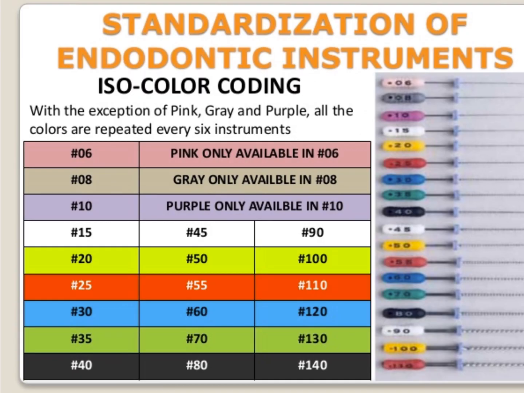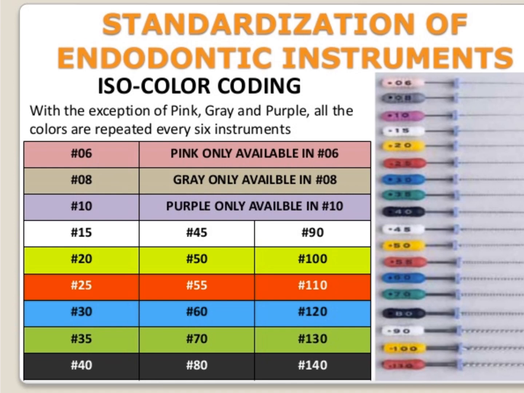Next comes the ISO color coding, as you know by this time. You'll have size 6, size 8, size 10 and so on, and it keeps going till size 140. Size 6 is usually pink in color, size 8 is gray, and size 10 is purple. Then it starts from 15. Usually we don't use these three, because we use them only when the canal is calcified or very, very narrow.